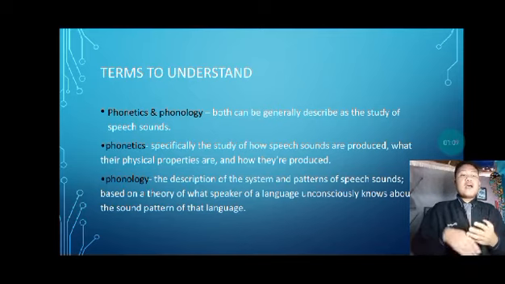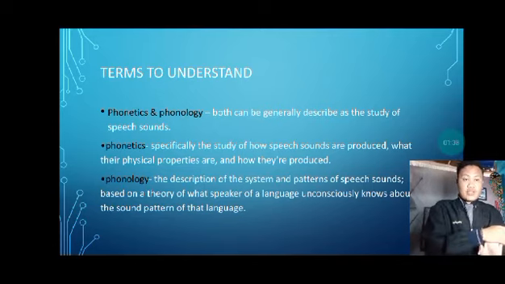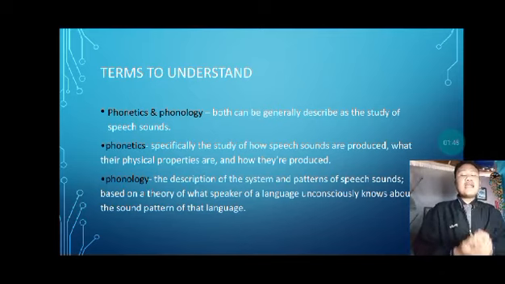Ang phonetics ay pinag-aaralan kung papaano pinoproduce ang isang sound sa isang uri ng speech, what their physical properties are, and how they are pronounced. Phonology, the description of the system and patterns of speech sounds. Ito naman ang phonology, ang system and patterns of speech sounds. So, bawat detalye ng isang sounds ay kinakailangan nating pag-aralan based on a theory of what a speaker of a language unconsciously knows about the sound pattern of language.